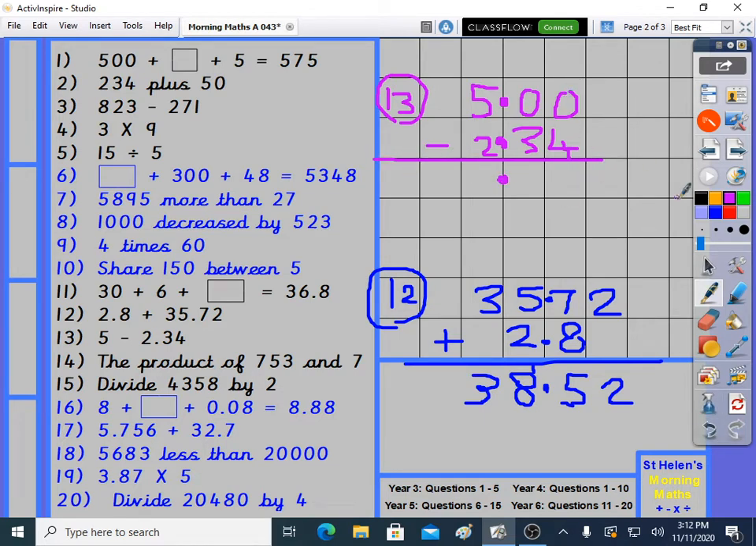Right, 0 take away 4. 0 needs some help. We go along here. Right, 10 take away 4. Sorry about the mess. 10 take away 4 is 6. 9 take away 3 is 6. 4 take away 2 is 2. 2 and a bit, 2.66. Number bond check for anyone? 66 plus 34 makes 100.